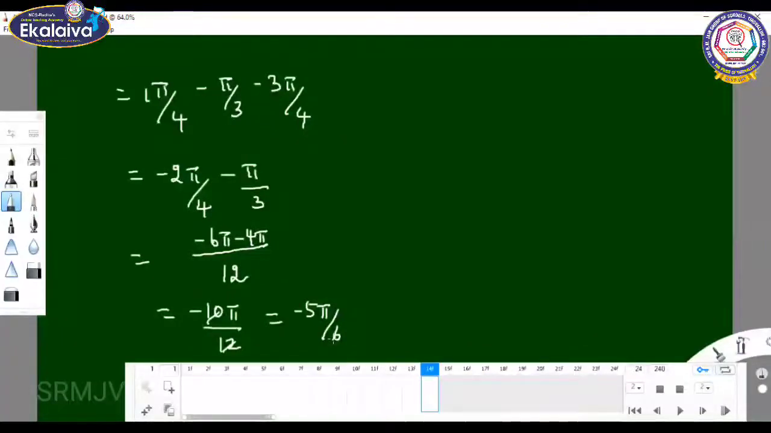Once again, I repeat, whenever cos and sine you are getting the value minus, you think of that theta lies in the second quadrant. You can choose the value pi minus that concerned trigonometric value. Okay, is it clear, children?